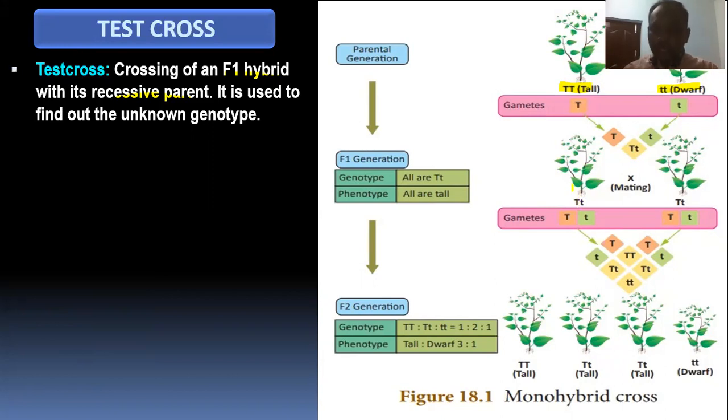To know the genotype, whether it is heterozygous or homozygous, we conduct another hybridization experiment. That cross is called the test cross. The crossing of F1 hybrid with its recessive parent is called a test cross. What is the purpose of test cross? It is used to find out the unknown genotype of the F1 hybrid. Not only F1, even whatever hybrids are produced in F2, F3, to find out the hybrid genotype, we perform this test cross, right?